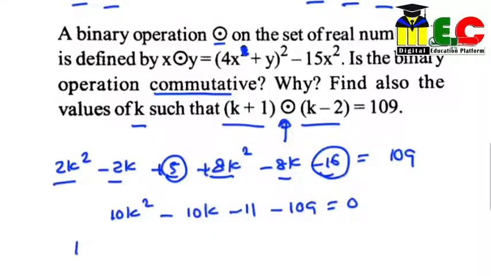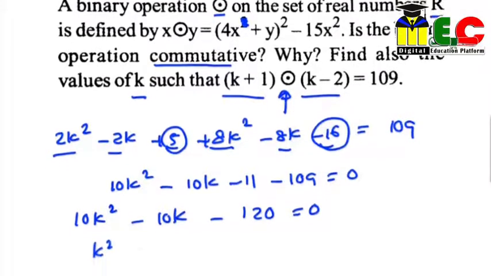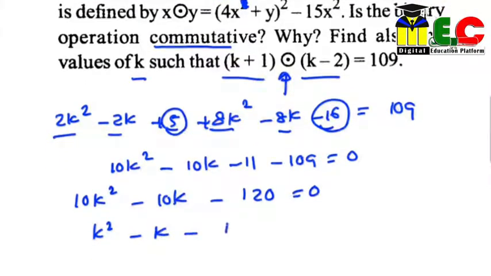So 10k square minus 10k minus 120 equals 0. Dividing by 10, k square minus k minus 12 equals 0. Factorising, we get the values of k.